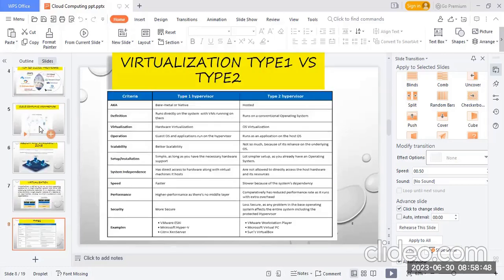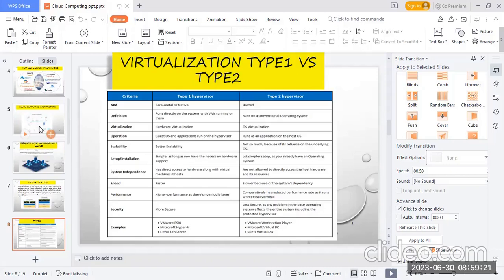So this is the difference between type 1 hypervisor and type 2 hypervisor. Type 1 is bare metal and type 2 is hosted. Type 1 hypervisor can run directly on the system with virtual machines running on it, and type 2 runs on a conventional operating system. Type 1 is for hardware virtualization, type 2 is for operating system virtualization. Here the guest operating system and applications run on the hypervisor, while here it runs as an application on the operating system.